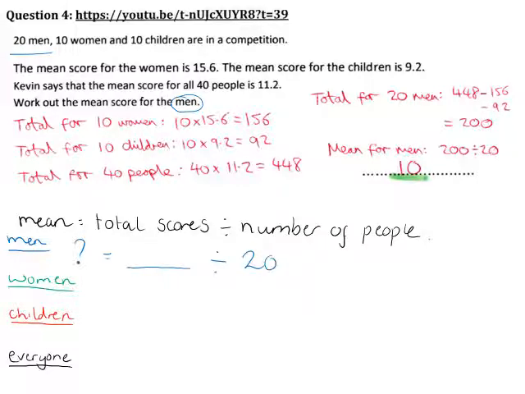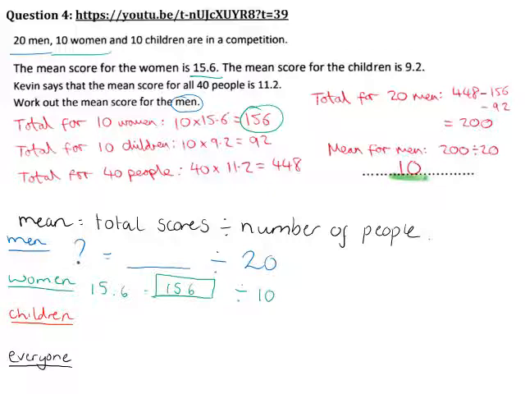So now let's go on and do a similar thing for the women. For the women, I know there's 10 of them, and I know my mean score for the women is 15.6. So 15.6 is whatever the total scores added up for the women are, divided by 10. So I can now fill in this blank box here by timesing 15.6 by 10, which is what's happened up here. So that's 156 in there.